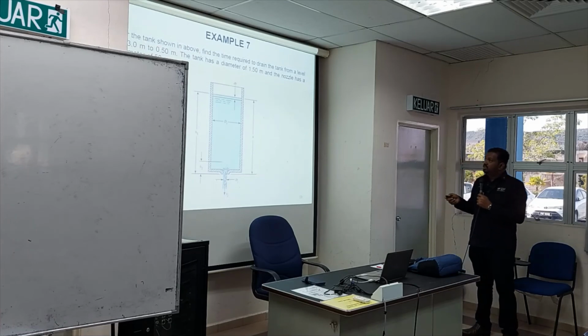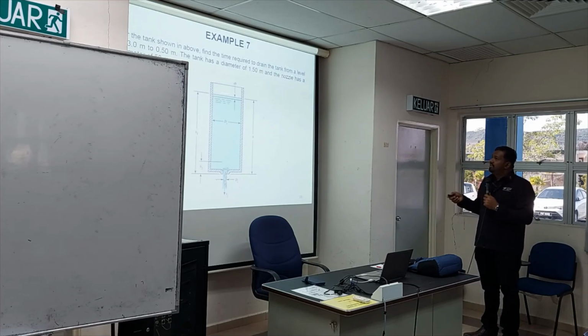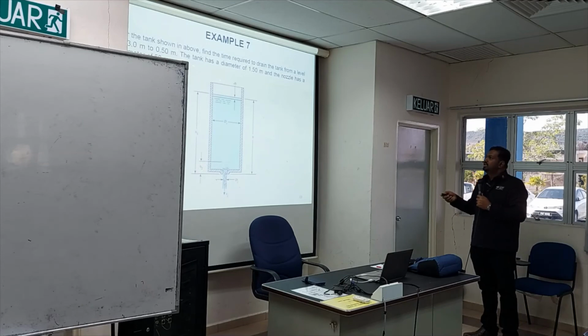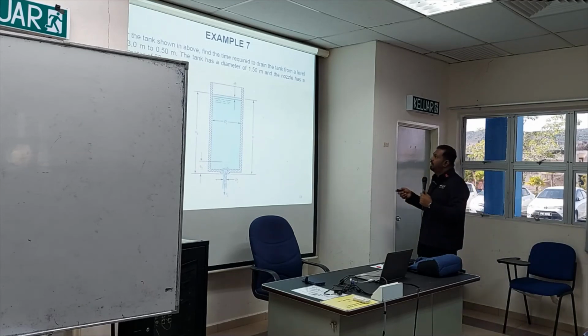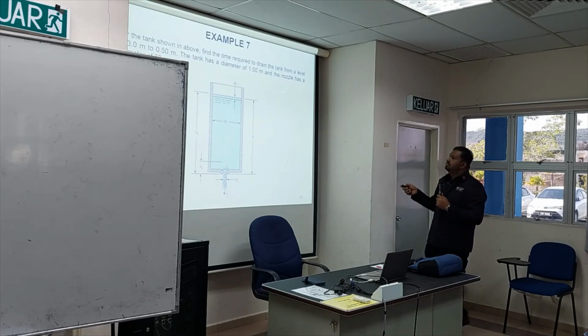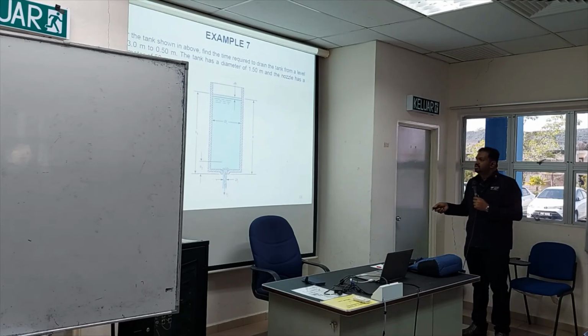From the tank shown above, find the time required to drain the tank from a level of 3 meters. So the level of 3 meter is H1, to 0.5, which is H2. The tank has a diameter of 1.5 meter, so the diameter of this, and the nozzle has a diameter of 50. The nozzle is this part, at J.